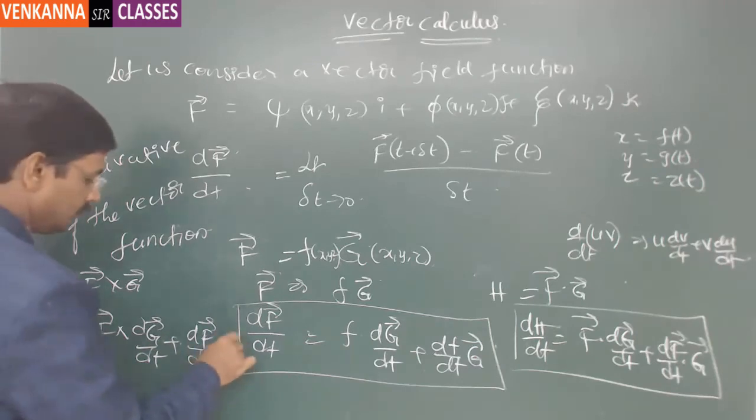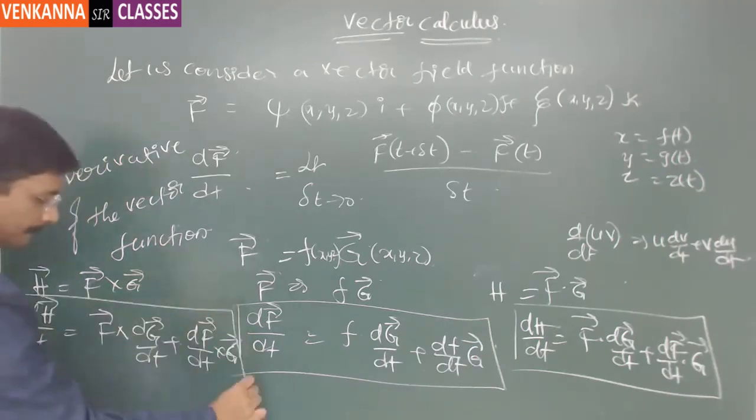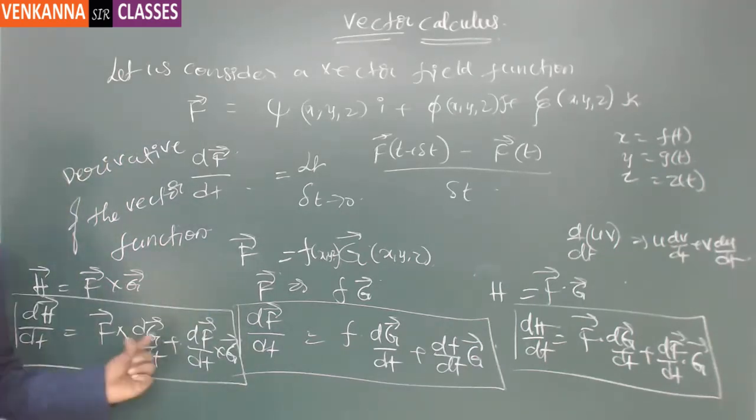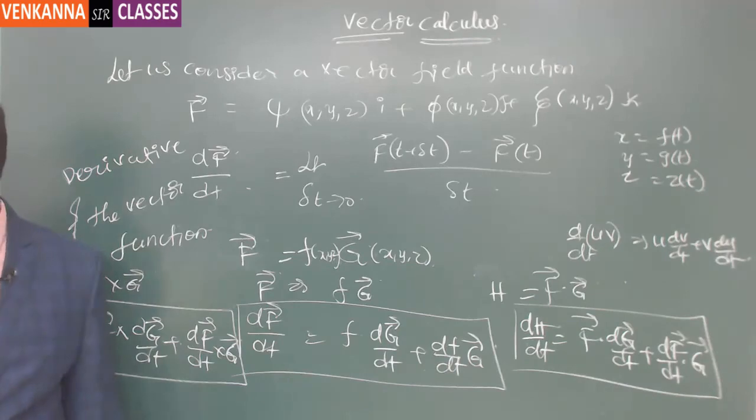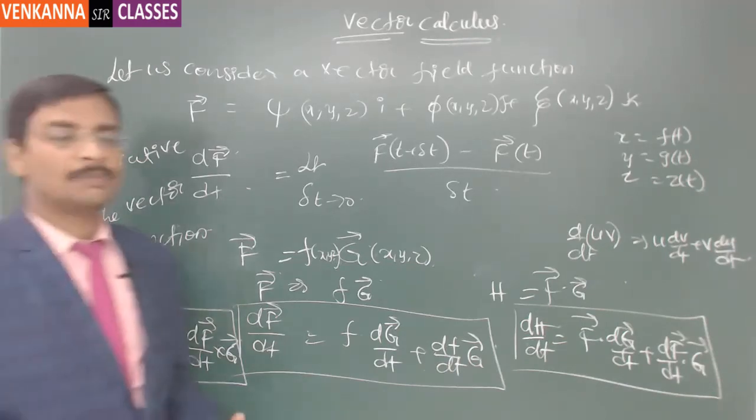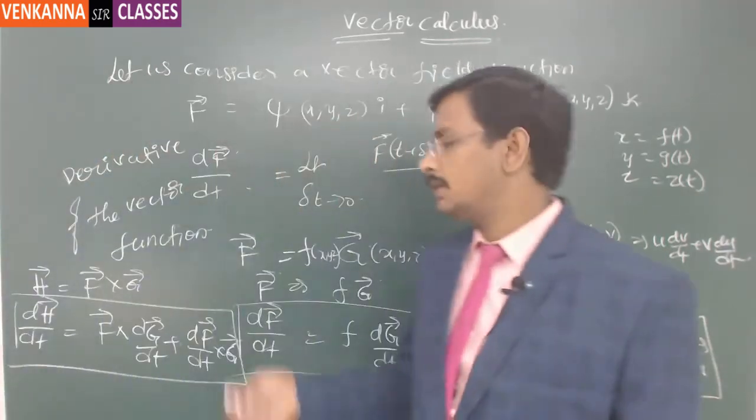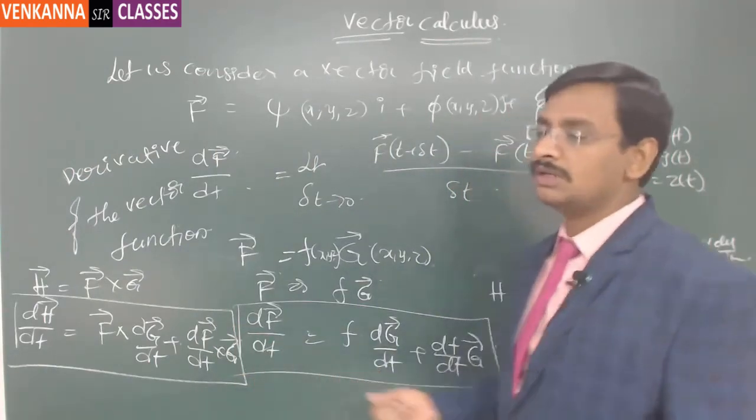Now here the order makes a difference, so you should not interchange this. Got it? So dG by dt, and then F cross. You should not put this one here and this one here. If the order is changed, then the sign is going to change. That's why, when we are dealing with the product of vectors, you try to maintain the order so that you don't get any confusion.